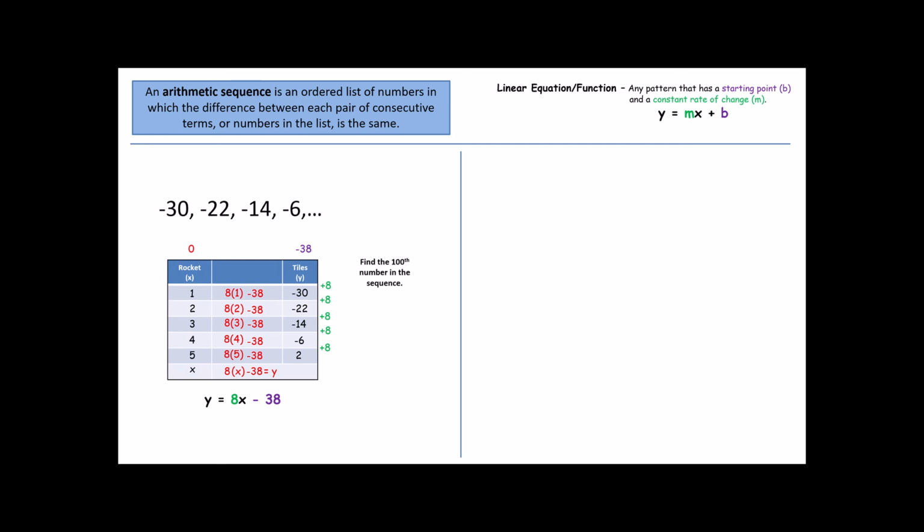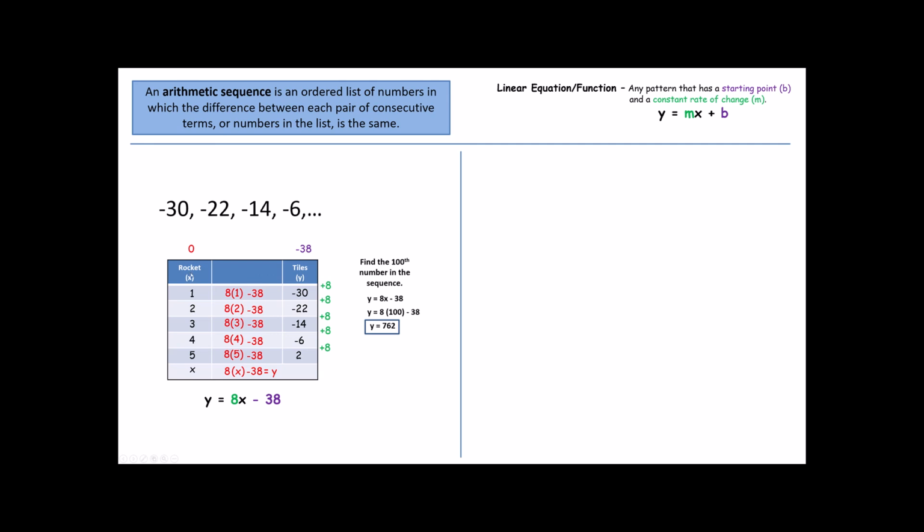And maybe I want to know what the 100th number in the sequence is. Notice I'm giving you the position. I'm asking you about the value of the number. Y equals 8x minus 38. Put in 100, simplify, and there you go.